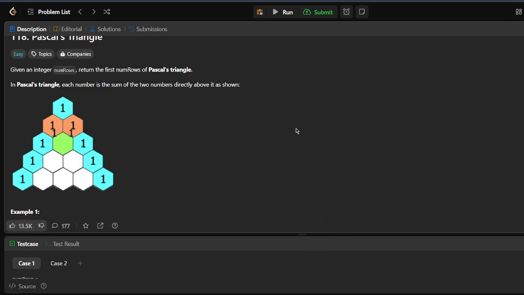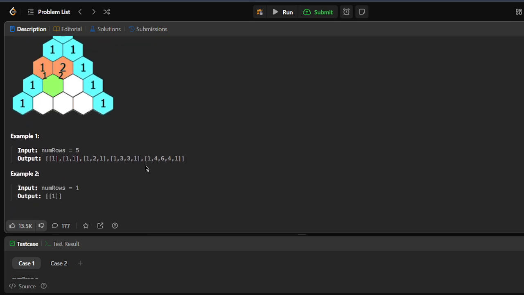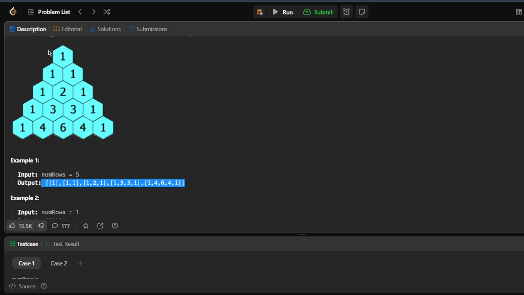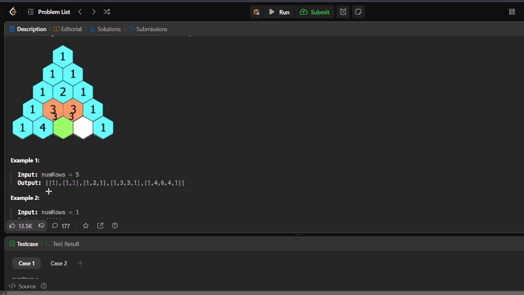Now let's see what the question needs. In the example, a number of rows is given. You simply return all the rows of Pascal's triangle one by one. Means you return the first row, the second row. This is our first row, this is our second row, this is our third row, this is our fourth, and this is our fifth row.